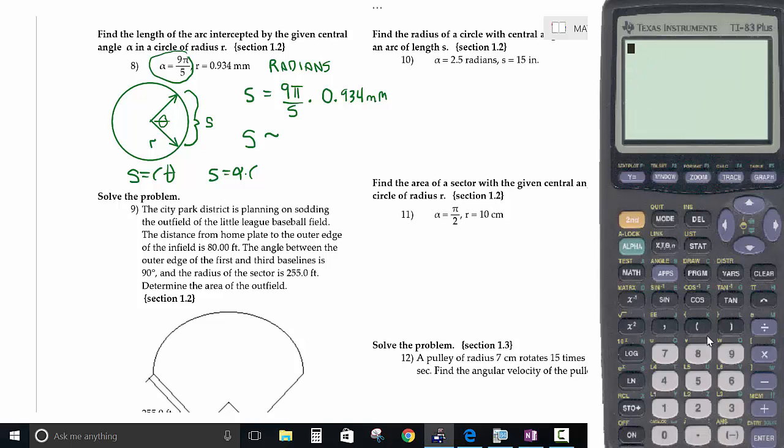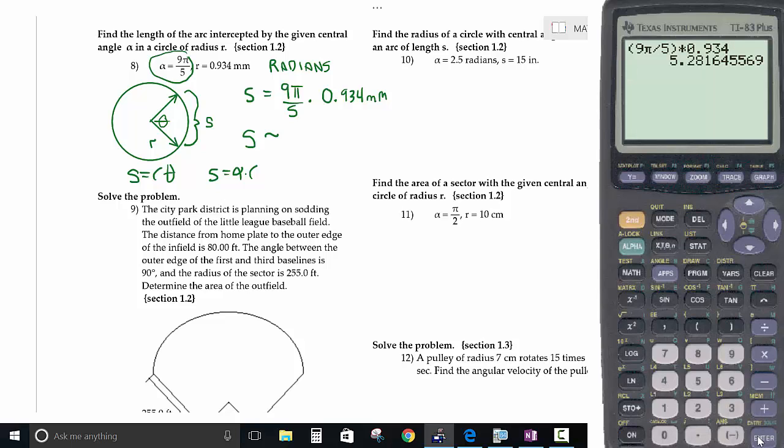You can go 9 pi over 180. Now if you put that in parentheses, not 180, let me back up on that. Okay, let's see, how do I backspace on this? Okay, I'm going to go like that, over 5. Then I'm going to close the parenthesis. And what that does, see, is change that to a decimal. Now you can put in the 0.934.